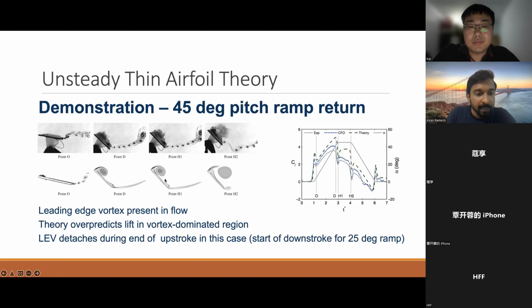So in this case, we have a leading edge vortex present, and we see that the theory over-predicts the lift in the vortex-dominated region. What we learn from this is that this unsteady thin airfoil theory is actually a useful tool, but it can't be used in regions where leading edge vortex detachment is present. So for that, we need to do something else. We need a better model, and we need to augment this unsteady thin airfoil theory with some numerical procedures.